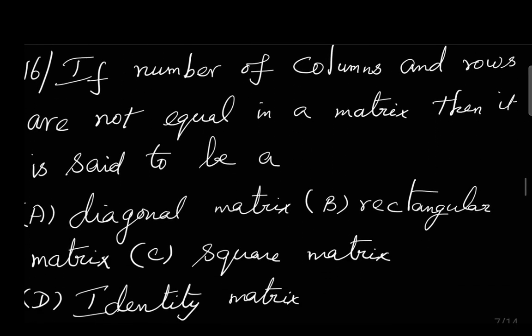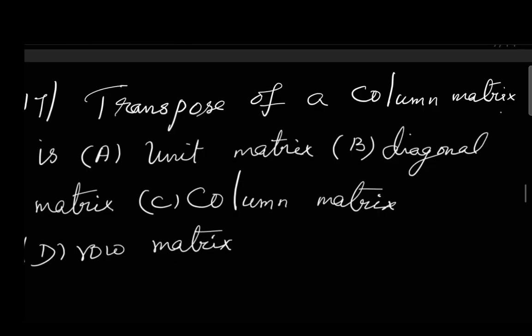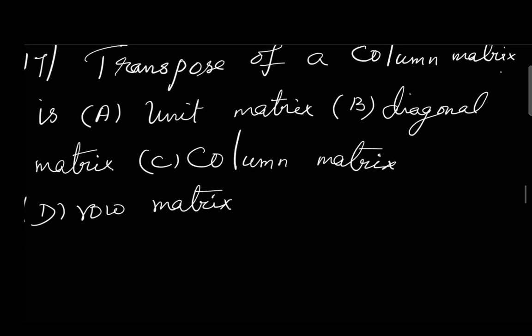See, if the number of columns and rows are not equal in a matrix, then it is said to be a rectangular matrix. If the number of columns and rows are equal, it is a square matrix. If they are not equal, both are different, it becomes a rectangular matrix.